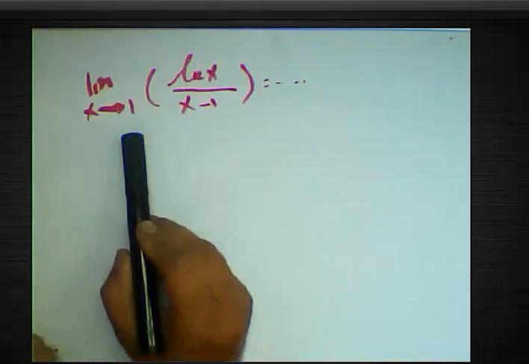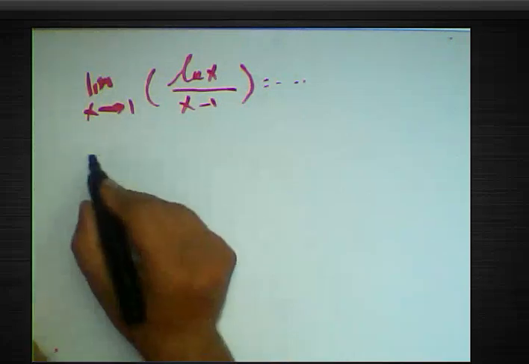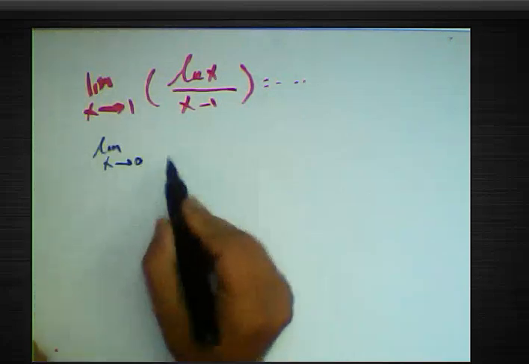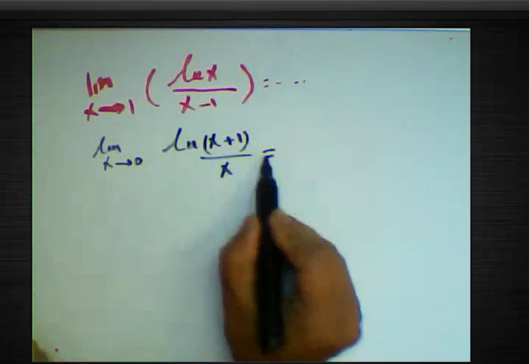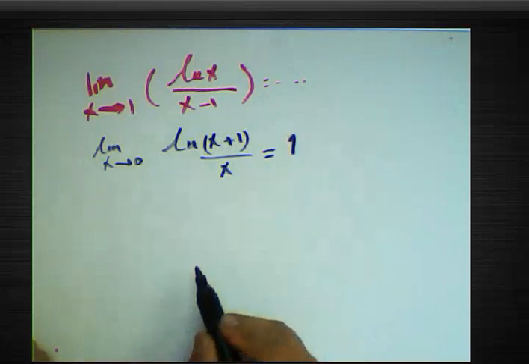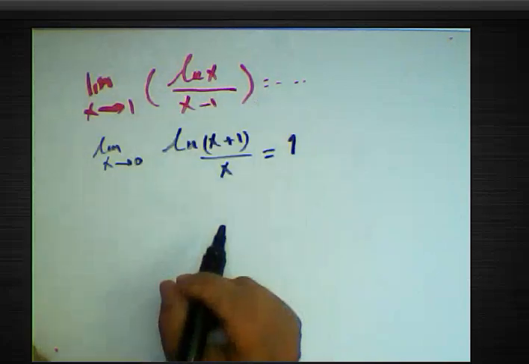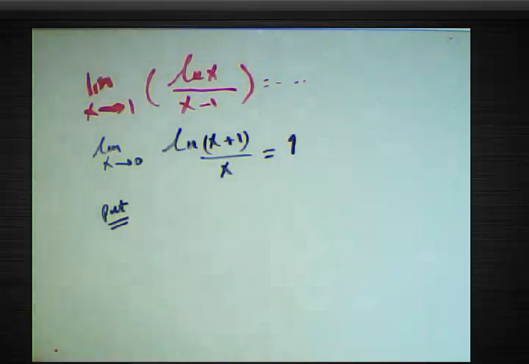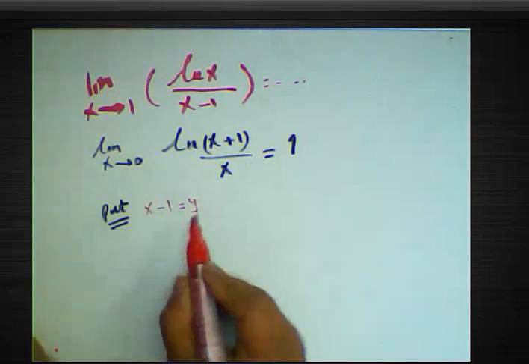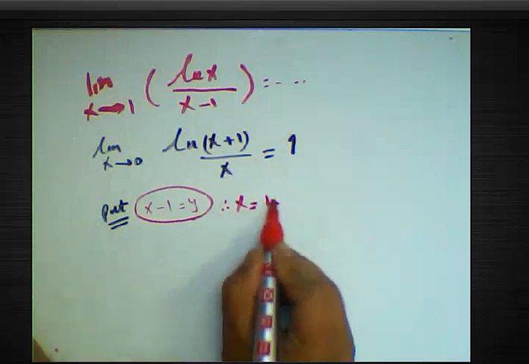Limit when x approximates to 1, ln x over x minus 1 equals? We know the rule. Limit when x approximates to 0 about ln of x plus 1 over x, it will be what? It will equal 1. Understood this rule? But in this angle, you must change the unknown here. In this example, put x minus 1 equal y. Okay, here. Then x will be 1 plus y.